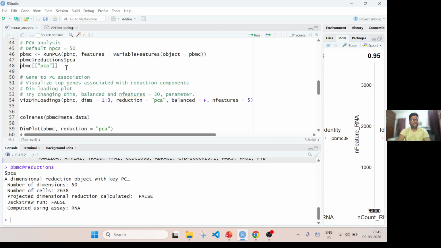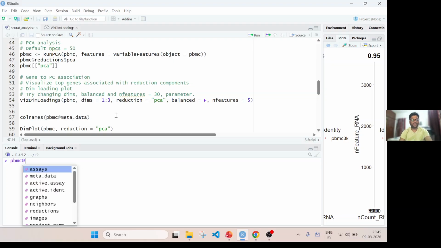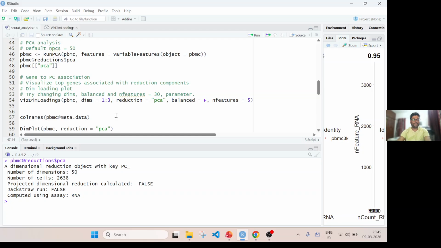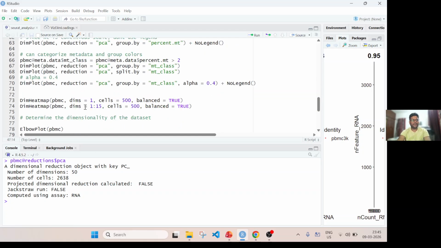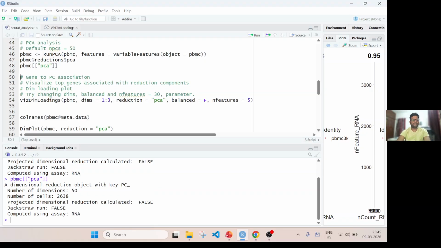Now you can also check PBMC at the rate reductions slot. We have done only PCA, so later on when we do UMAP and those things, they will also come over here. But now we have done only PCA, that's why we see $PCA. If you print this, it will print like that. But you will get the same information from PBMC, double bracket, and PCA.